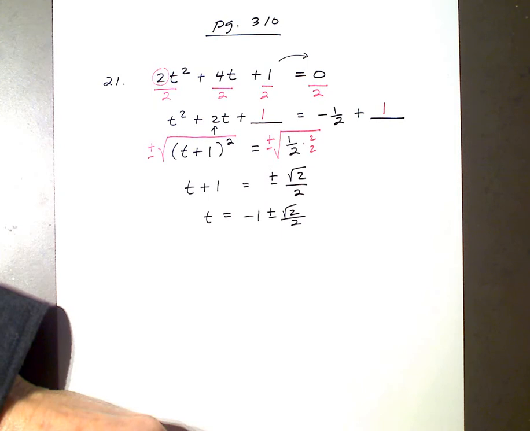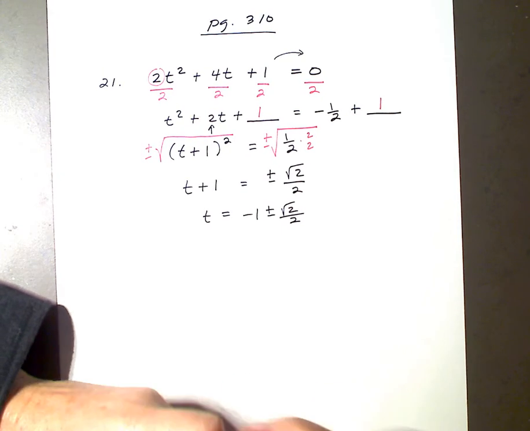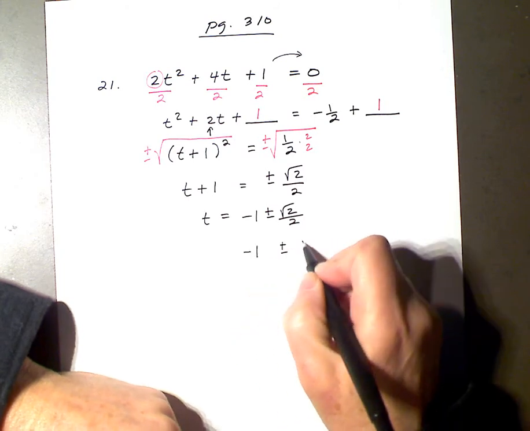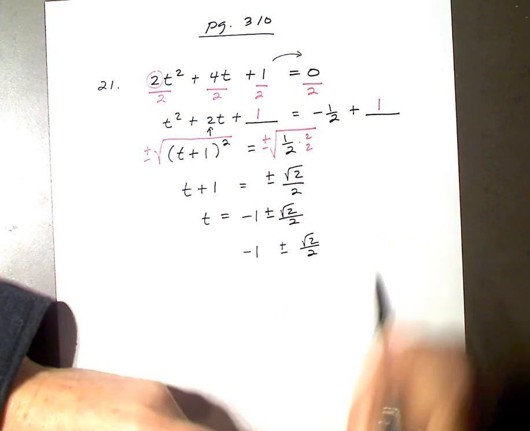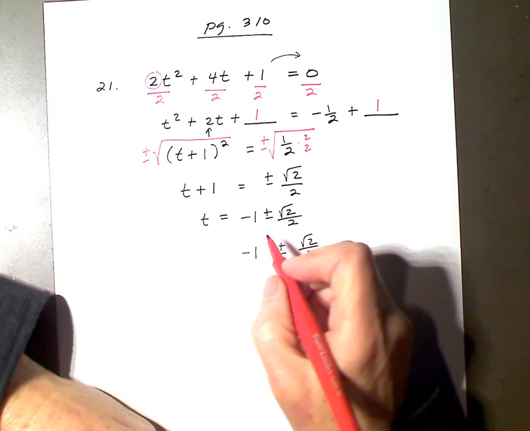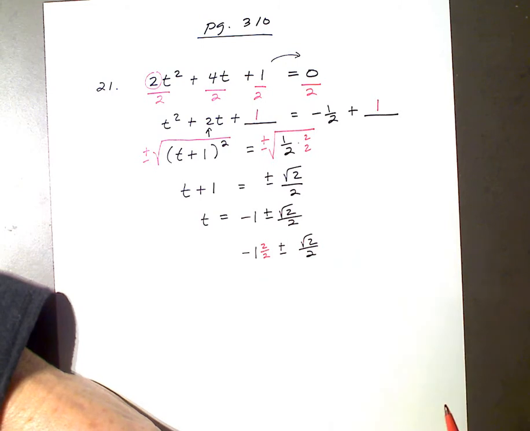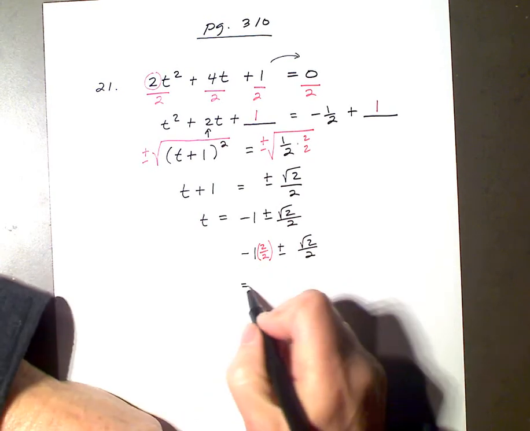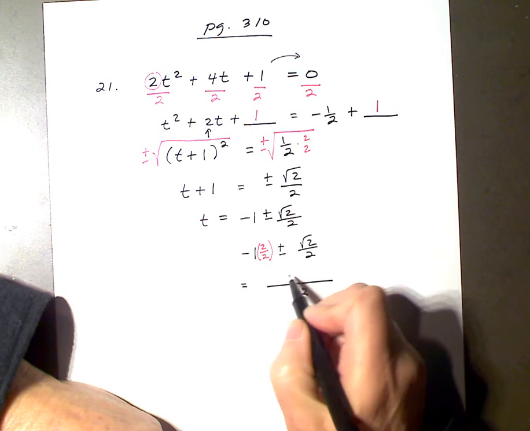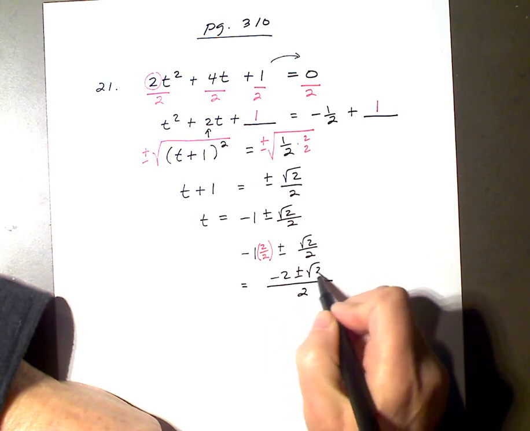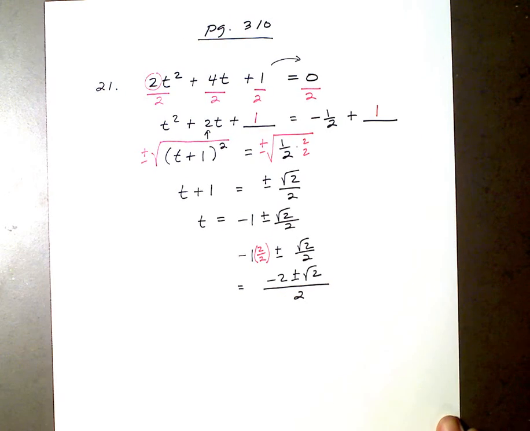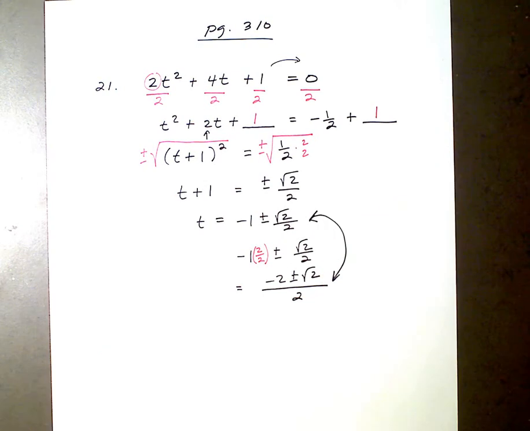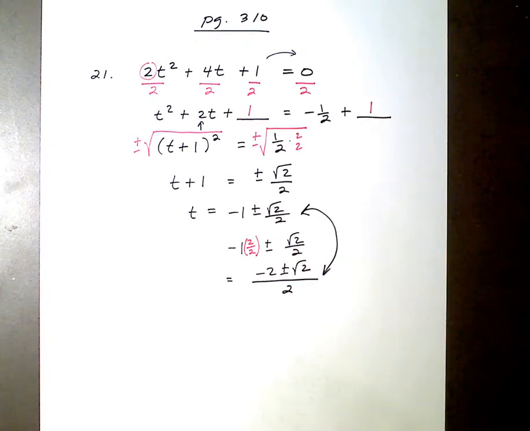Now, if I wanted to have this whole thing be over a common denominator, I could take that negative 1, and because this term here is over 2, you can basically multiply the negative 1 by 1 in the form of 2 over 2. So then they're both over 2, and we could write this as all over 2, and it would be negative 2 plus or minus the square root of 2. So this is equivalent to negative 1 plus or minus the square root of 2 over 2. So either way, that's it.